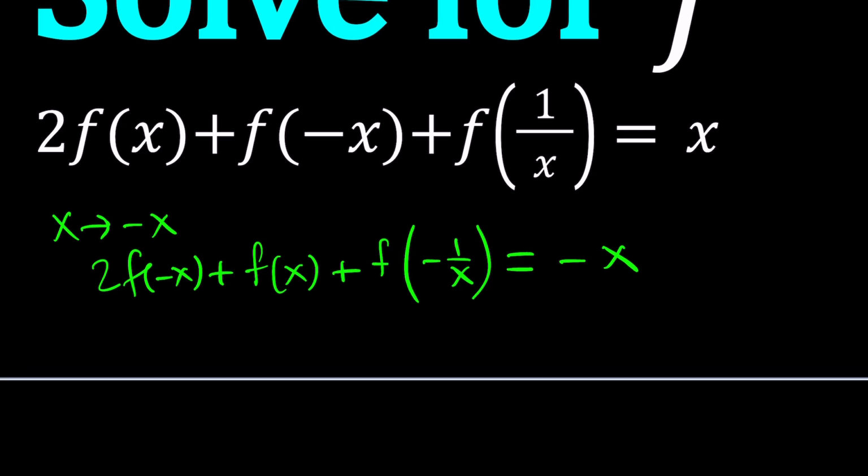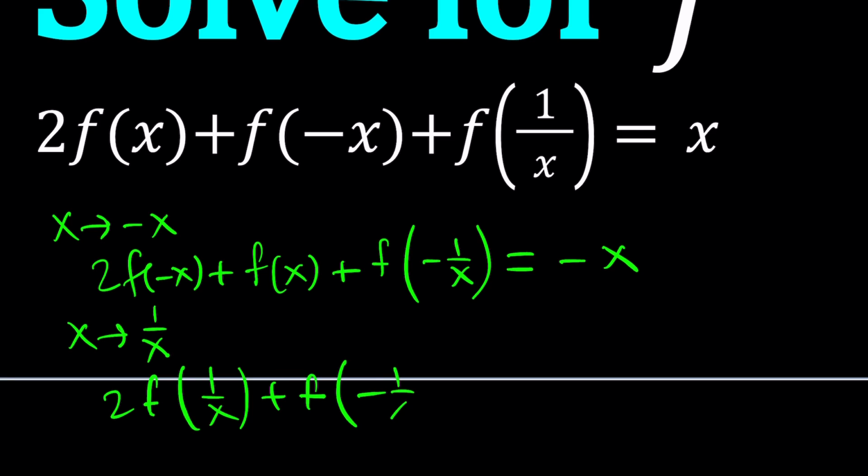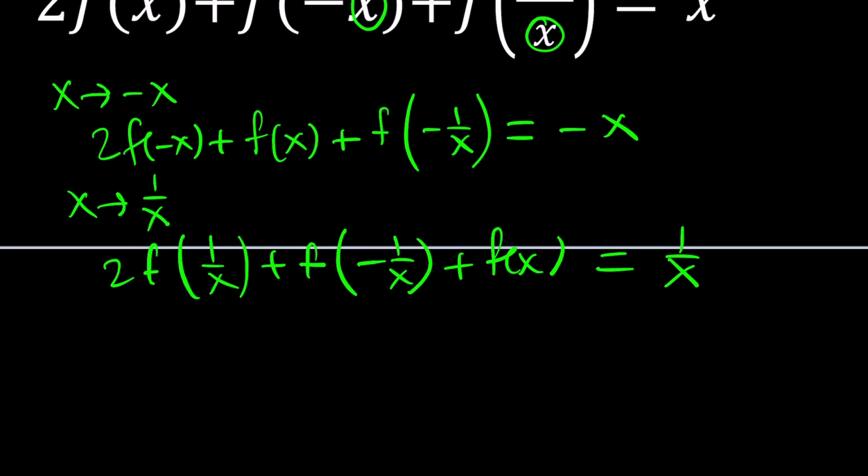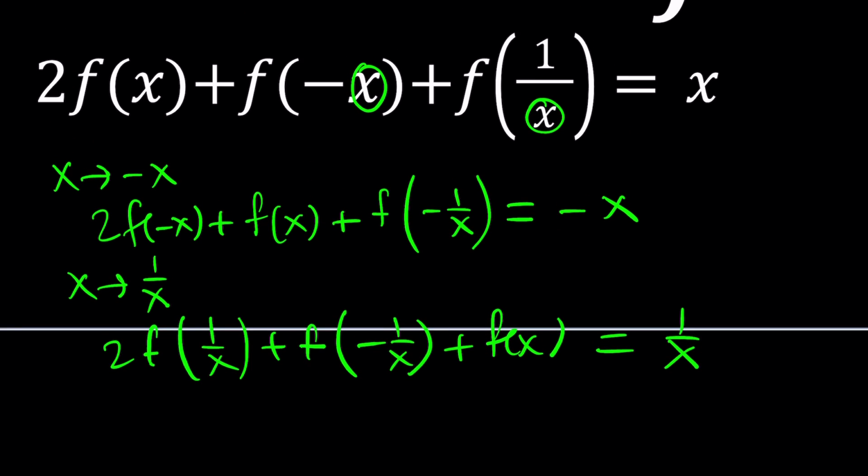Now, notice that a new term came up, negative 1 over x. How do we get rid of that? One of the things you can do is try replacing x with 1 over x. That'll give you 2 times f of 1 over x plus f of negative 1 over x. Plus, 1 over 1 over x will be f of x. And on the right-hand side, we have 1 over x. Awesome. So now, notice we have f of x, f of negative x, f of 1 over x, and f of negative 1 over x.